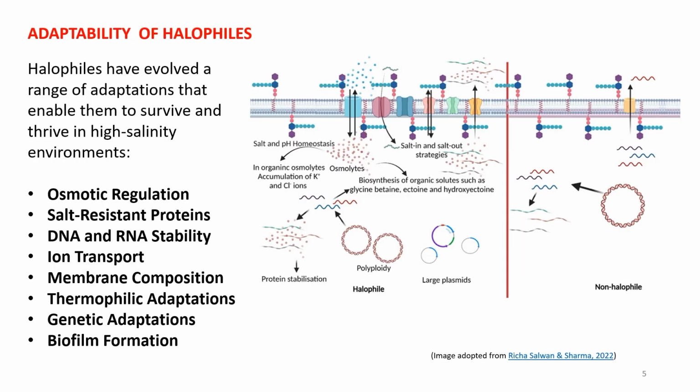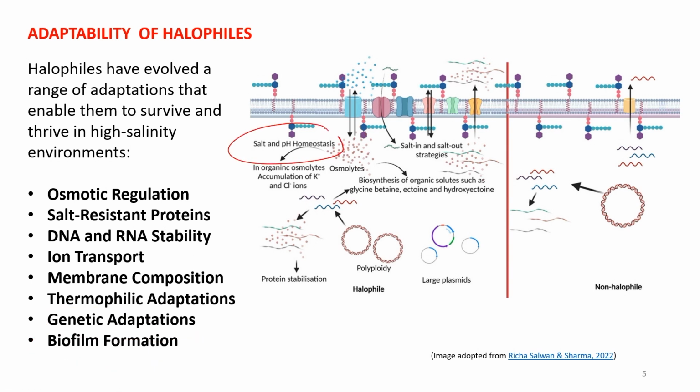What are the adaptability mechanisms employed by halophiles? They have evolved a range of adaptations that enable them to survive and thrive in high saline environments. For example, they deploy osmotic regulation, then salt resistant proteins, DNA and RNA stability. Then they have regulation of the ion transport and the membrane composition is also modified. There are thermophilic adaptations and of course, genetic adaptations, and in many cases there is biofilm formation.